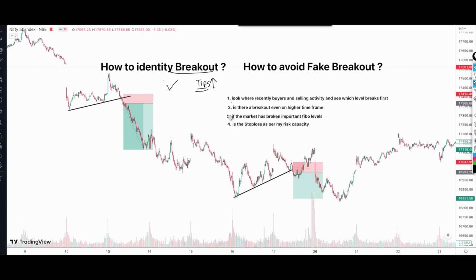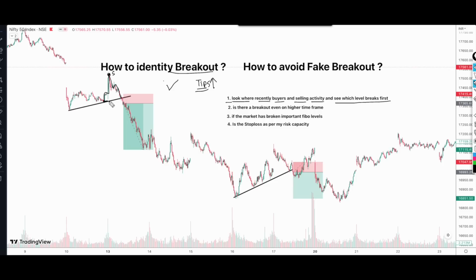There are additional tips also which we will cover. The first thing I will do is look where recently buyers and sellers have become active, and I will see which level breaks first. For example, here you can see buyers became active, that is why they pushed the market up, and at this level sellers became active, they pushed the market down.